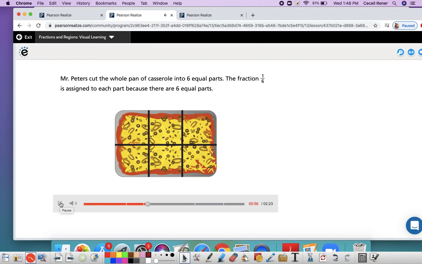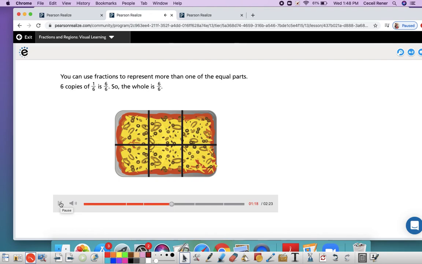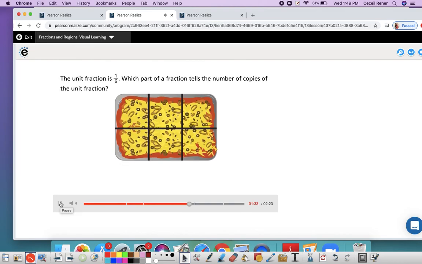Mr. Peters cut the whole pan of casserole into 6 equal parts. The fraction 1/6 is assigned to each part because there are 6 equal parts. The whole casserole is divided into 6 equal parts. Each part is 1/6 of the whole. You can use fractions to represent more than one of the equal parts. 6 copies of 1/6 is 6/6. So the whole is 6/6. The unit fraction is 1/6. Which part of a fraction tells the number of copies of the unit fraction? Select your answer.